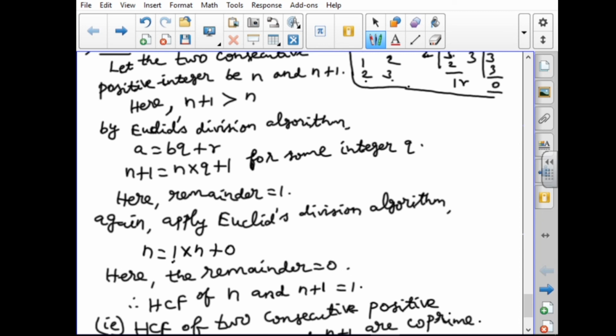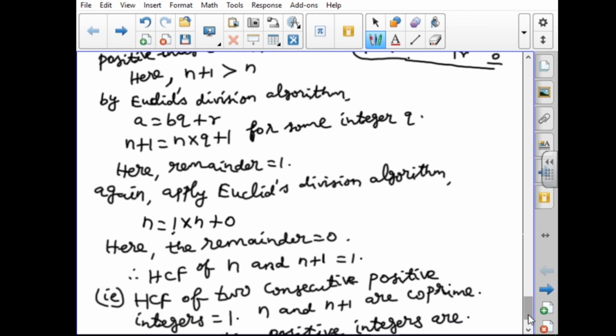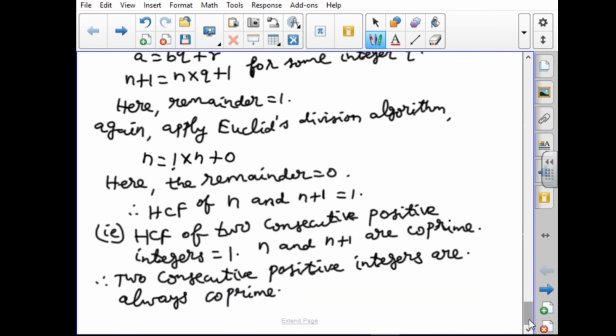Therefore, the HCF of n and n + 1 equals 1. The HCF of two consecutive positive integers equals 1. So n and n + 1 are co-prime numbers. Therefore, two consecutive positive integers are always co-prime. That's all. The 10th sum is over.